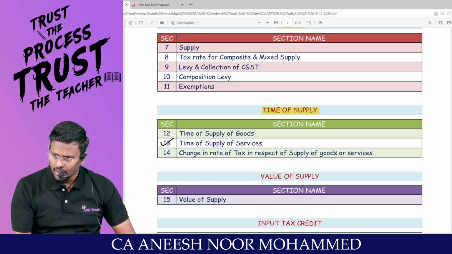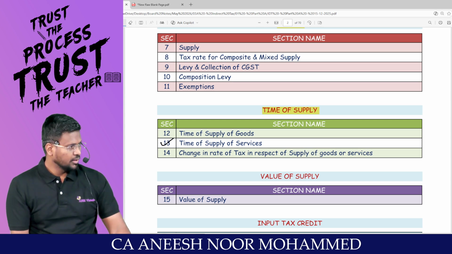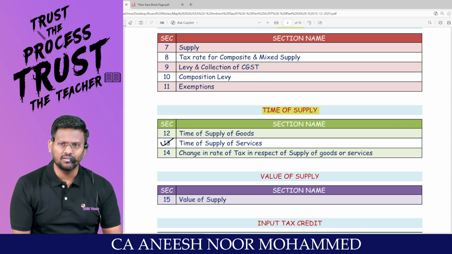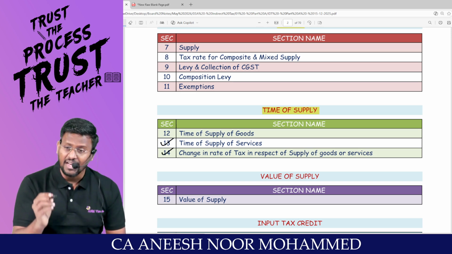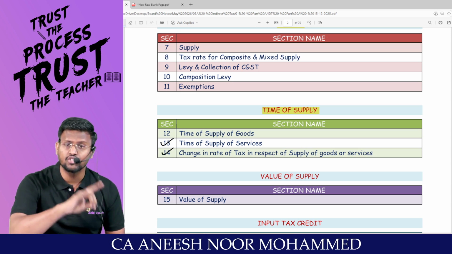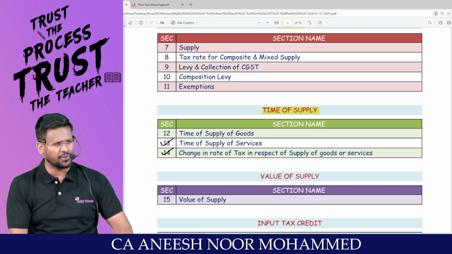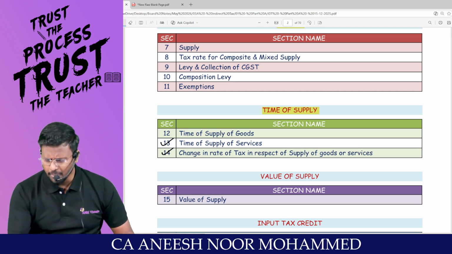Am I right? What is section 12? Time of supply of goods. What is section 13? Time of supply of services. Section 14, time of supply in case of change in rate of tax. What will the government do now?